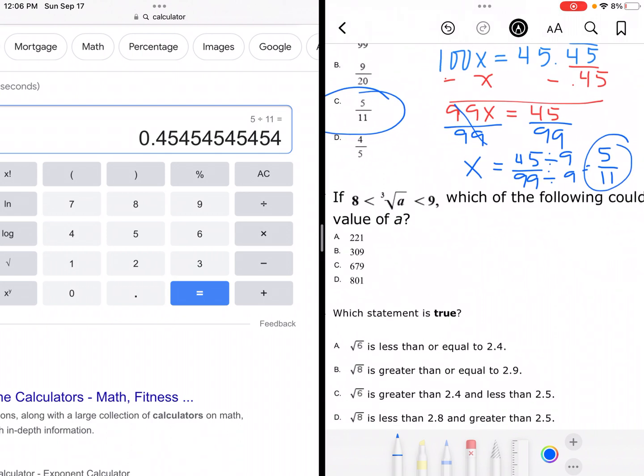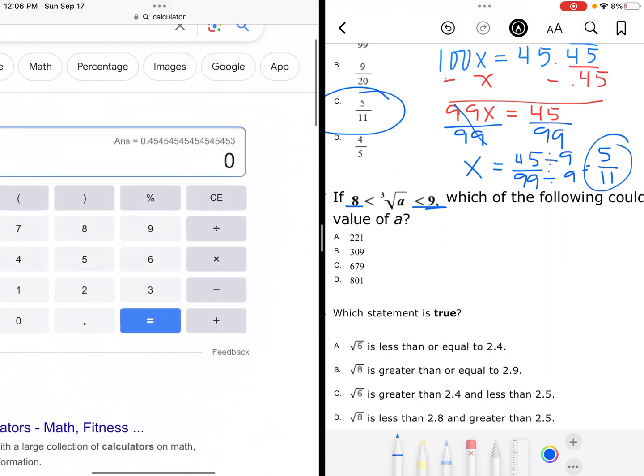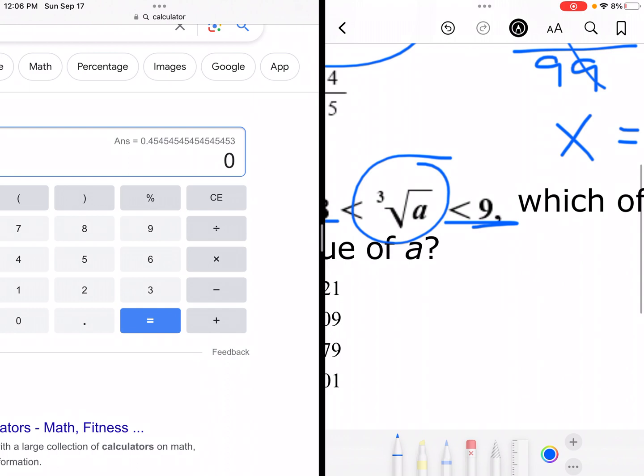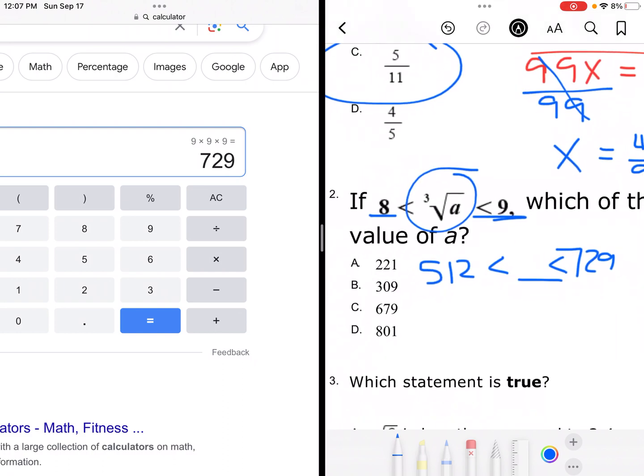For the next one, I have to think 8 and 9 are my two values. So I'm going to figure out what cube fits between them. So cube means I'm multiplying by 3. So I'm going to do the same number 3 times. So 8 times 8 times 8, and I get 512. So whatever the number is has to be between that and 9 times 9 times 9, and I get 729. So it has to fit between those two numbers. And the only one is C.